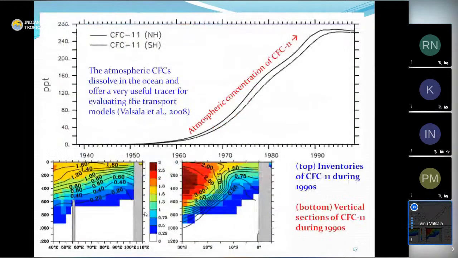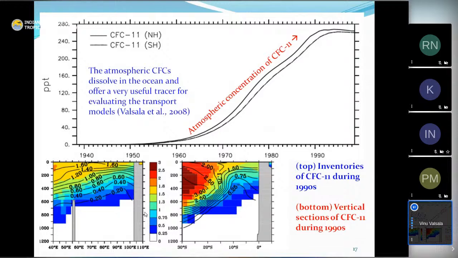Now, the question here is, how do you validate that the transport of this model is accurate? You need to have certain validation to trust the transport derived by these offline currents and the parameterization of mixing, etc. They should be accurate. So how do you find it? There is a tool biogeochemistry people use, but we depend upon some artificial tracer in the atmosphere.